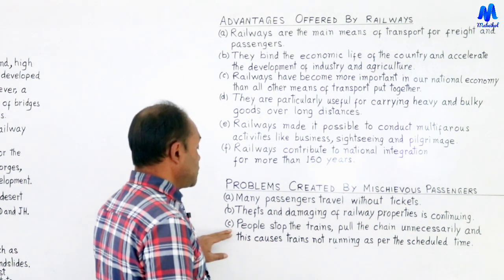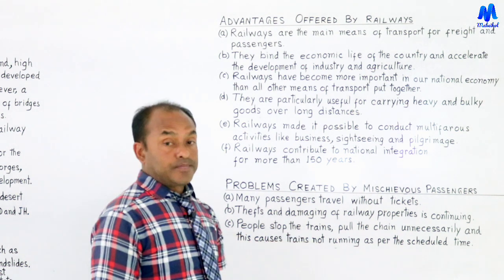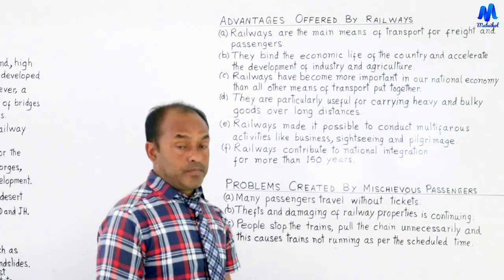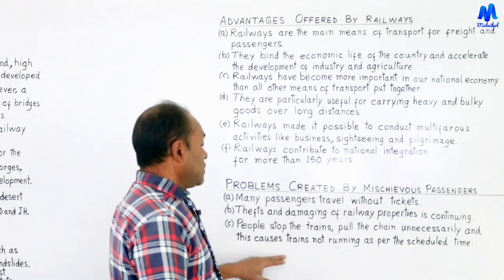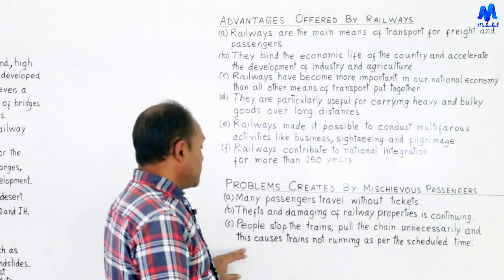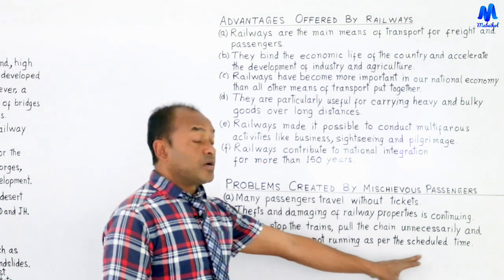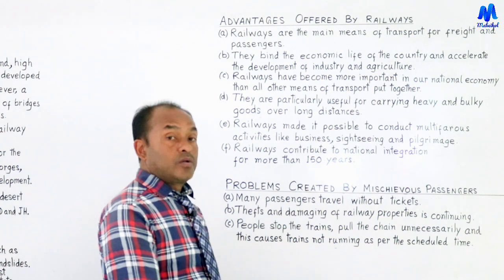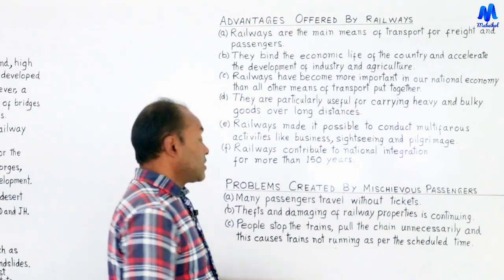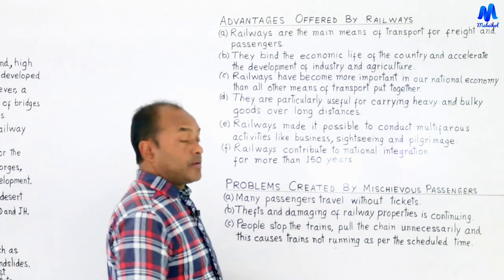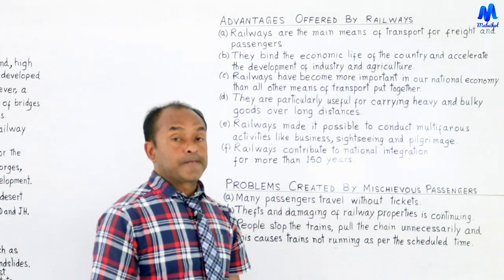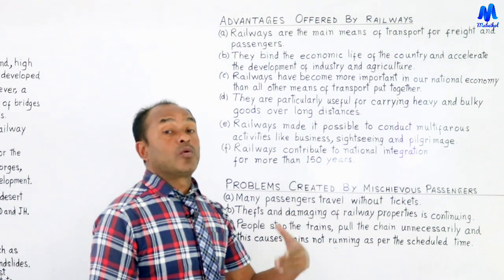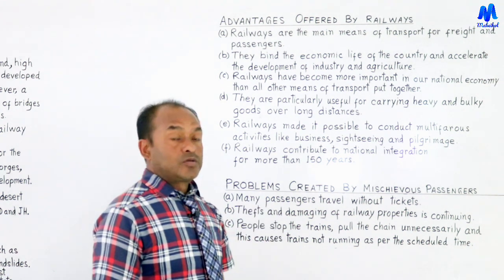And in number C, people sometimes stop the trains and pull the chain unnecessarily. And just imagine, this causes trains not to run as per the scheduled time. The train must reach the destination in time, but if they stop the train or pull the chain unnecessarily, then how can the train reach that destination on time? So this is a problem.